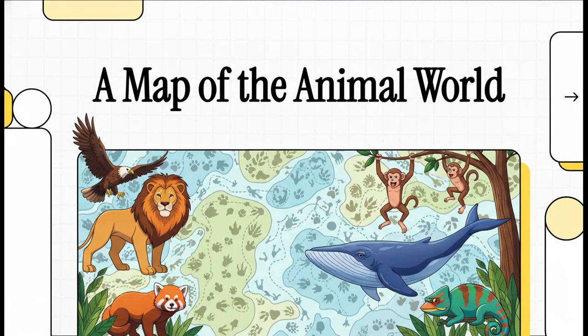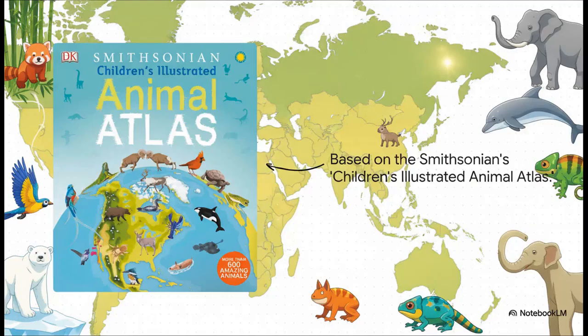We're all used to seeing maps of the world, right? Divided up by countries with all those borders. But what if we threw that map away and looked at our planet through a totally different lens, one that's all about the animals? For this explainer, we're diving into a really incredible source, the Smithsonian's Children's Illustrated Animal Atlas. It's a gorgeous book that completely reimagines the world, mapping it all out based on its wildlife.